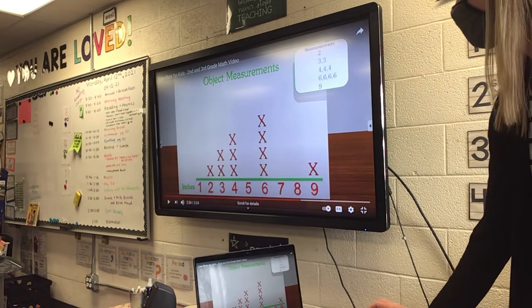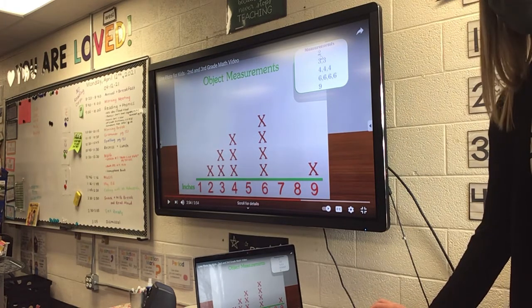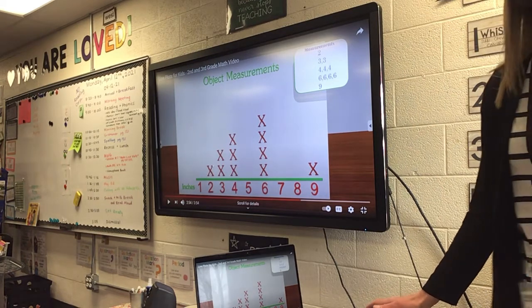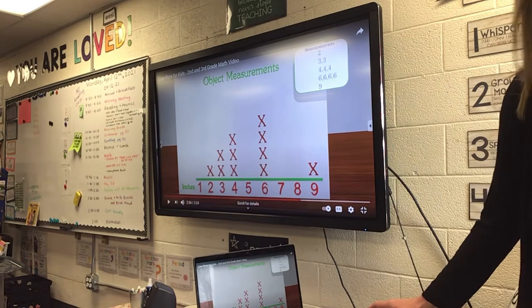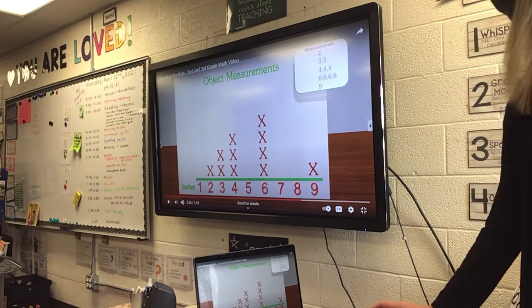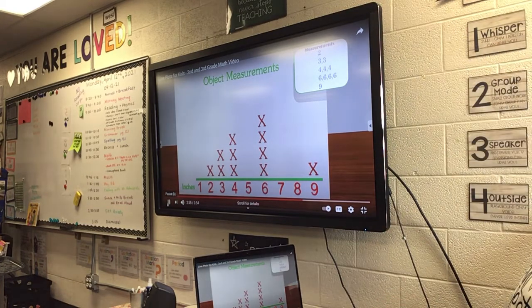Do you guys see how they took this data? Depending on how many objects they were, that is how many X's they made. So we're not coloring bars like we did last week for bar graphs. We're not making tallies, but we're going to make some X's today. And no pictures. This is awesome, guys.